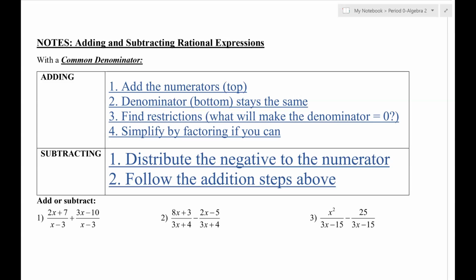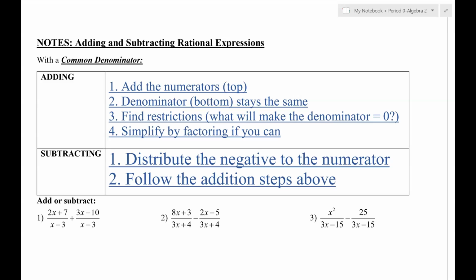Number 3, Bridget's not here. Number 3, Kelsey, can you help us read number 3? Restrictions will make the denominator equal 0. Good. Remember, we find restriction before we simplify, okay? And then Tyler, help us read number 4. Simplify by factoring. Correct. And then now subtracting, everything's very similar.